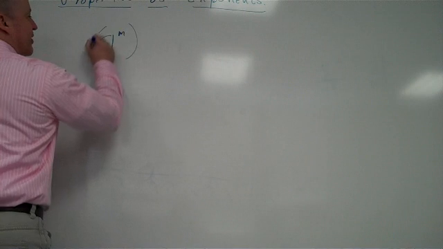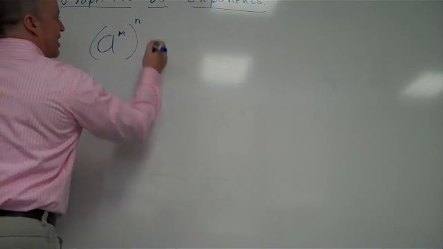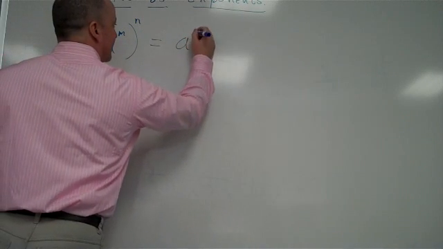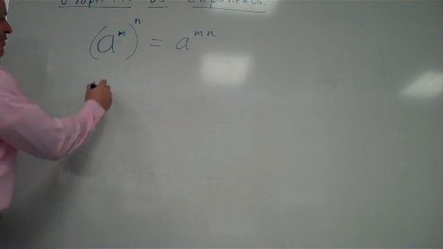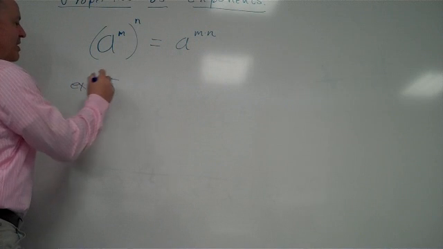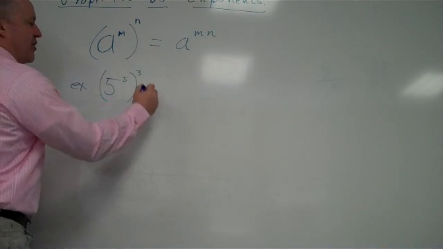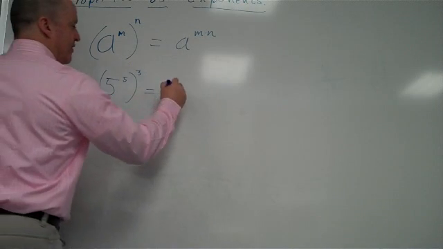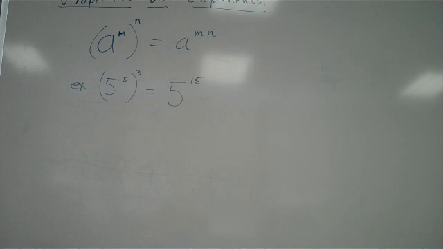All right, a number is raised to a power, and then that whole expression is raised to another power. Now what do you do? Times the exponents. So if I have, for example, 5 to the 5th power, and I decide to raise that to the 3rd power, it'd be 5 to the 15th. Very good.